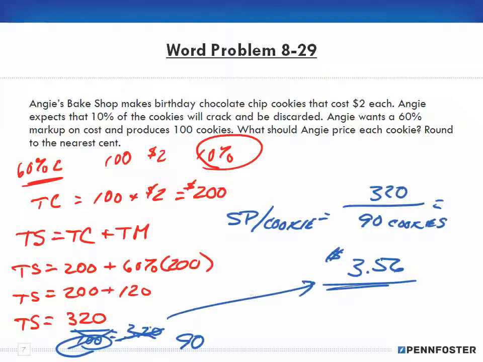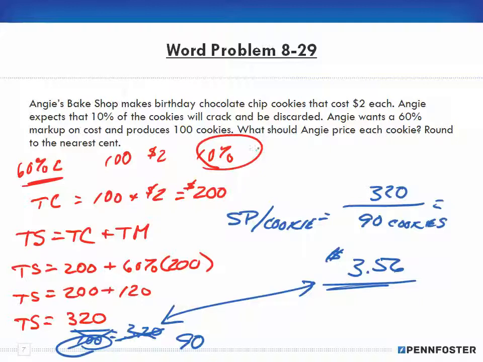I mean, if we were selling 100% of our cookies, we would price them at $3.20. But because we know we're going to discard 10%, right, that means the price of each cookie has to go up in order to be able to cover those costs. And that was just 10%.